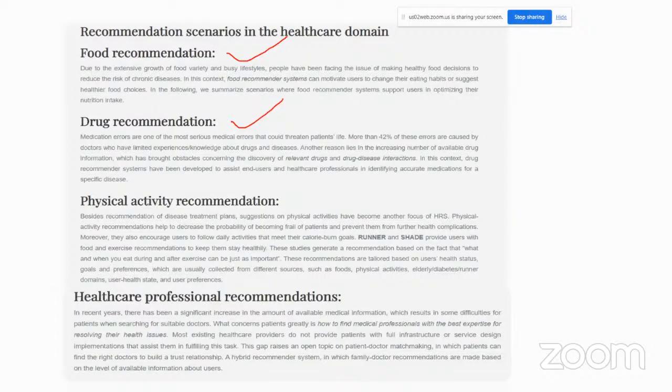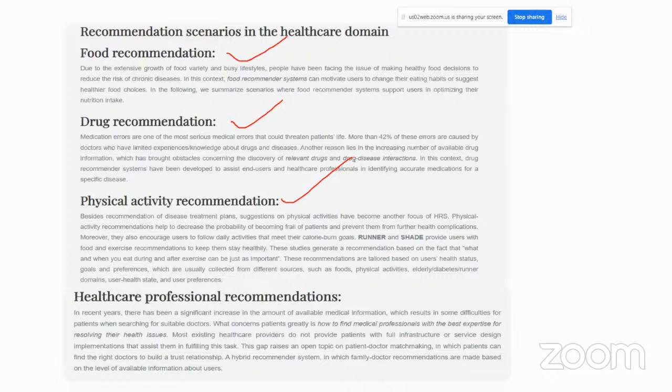And the next one is physical activity recommendation. What does it mean? Based on your disease, suppose you are suffering from fever, then whether we have to go for a morning walk or not. If so, how many hours you have to walk, what type of exercises you can do. So this type of physical activity recommendation you will also get by using a recommendation system.